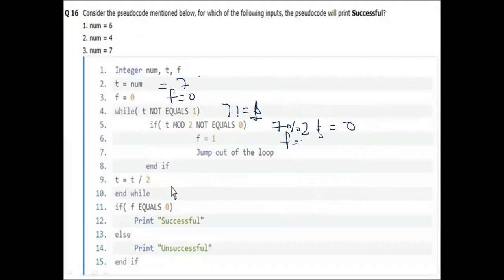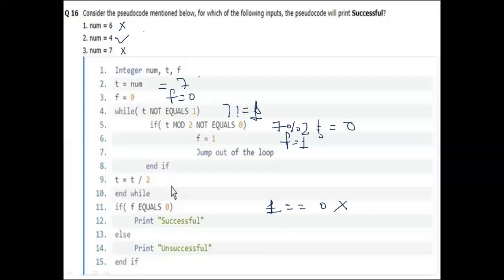I'll make the f as 1. If the f is 1, then I will jump out of the loop. Jumping out of the loop, I'll come out. And when I am coming out, that time itself, I'll try to check. f is what? 1. So is 1 equal to 0? No, it's not. If it is not, then it will print unsuccessful. So only 4 is printing successful. Remaining 2 are not printing.